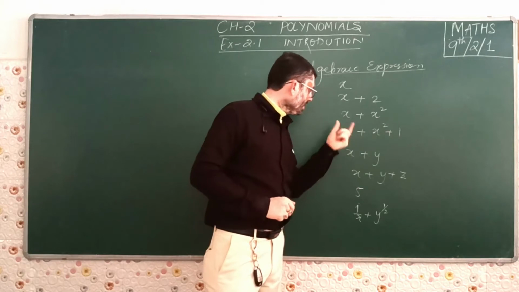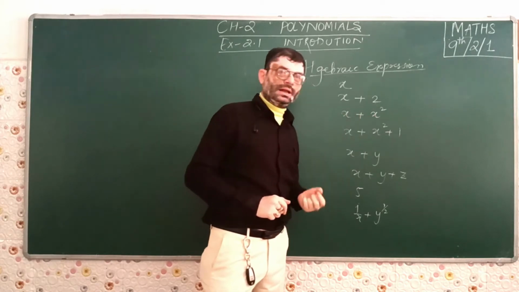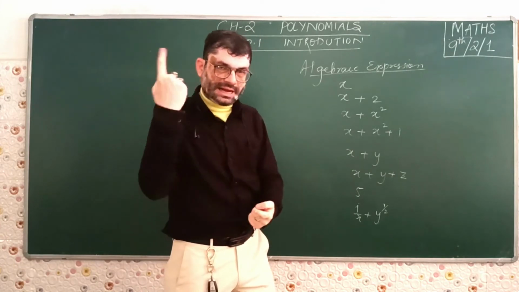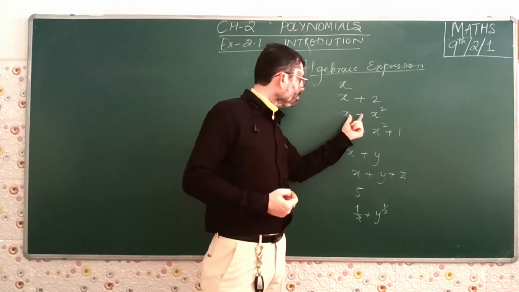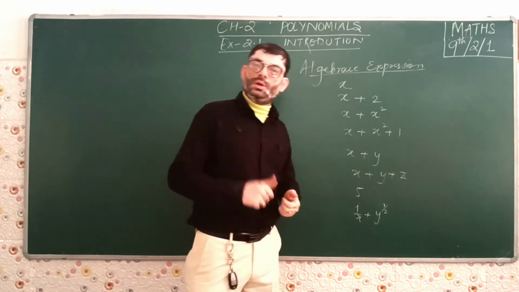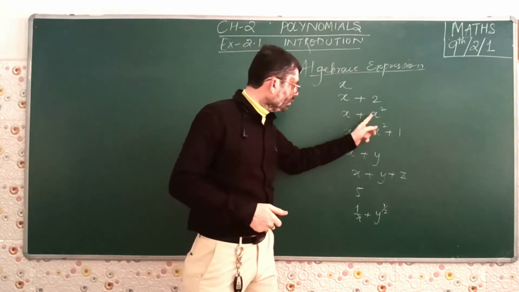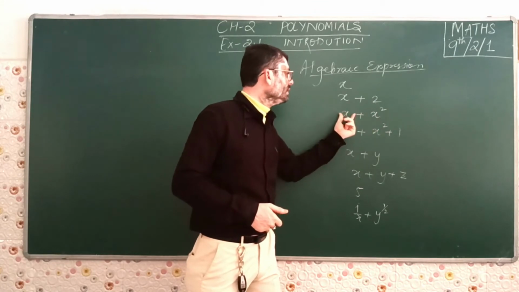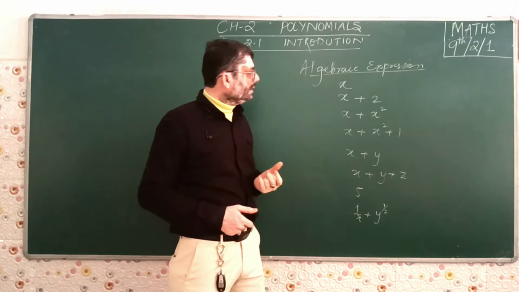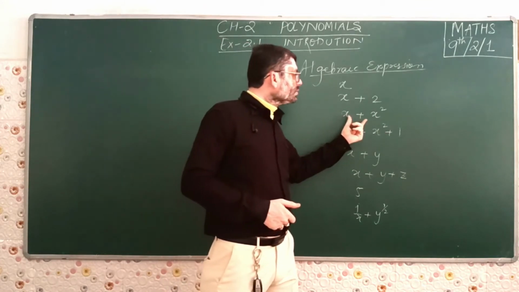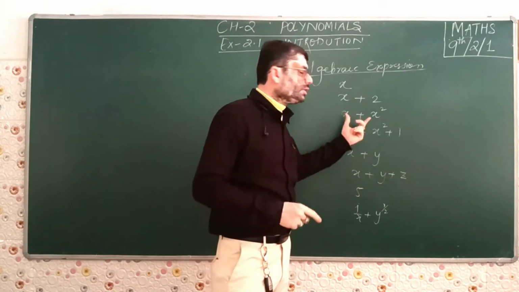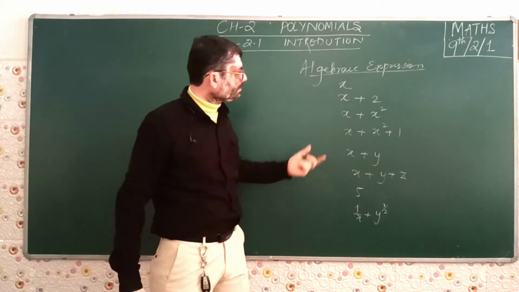Then next, x plus x squared. Again, there are two terms. One is x, second is x squared. Two terms. How many variables are there? One, x only. Though there are two different terms, the variable is x. And this is also an algebraic expression in one variable with two terms.